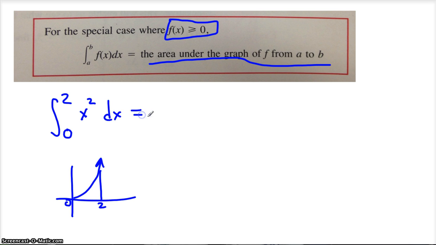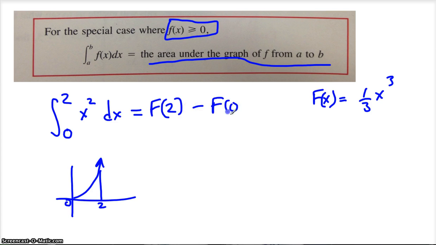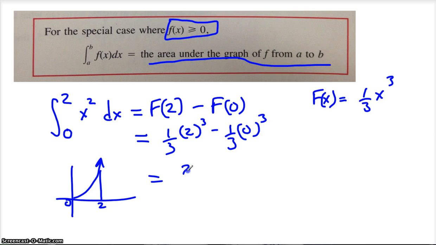We've calculated this before. It's just the antiderivative, so our F of x is the antiderivative, 1/3 x cubed, and we calculate it by F at 2 subtract F at 0. And so it's 1/3 times 2 cubed minus 1/3 times 0 cubed, and we get 8/3.